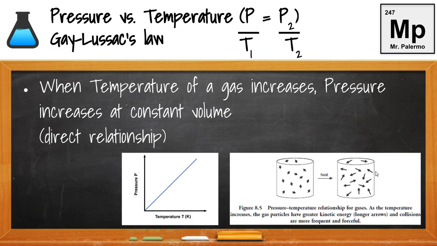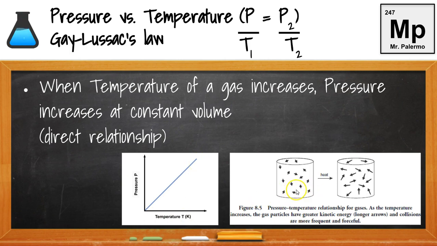And our last gas law is Gay-Lussac's law. This is looking at pressure versus temperature. This is also a direct relationship. So when the temperature of a gas increases, the pressure increases at a constant volume. So our direct relationship graph looks like this. Increasing temperature, we get an increase in pressure.